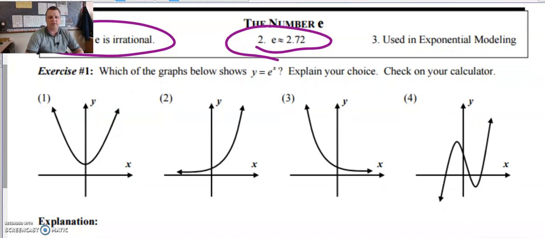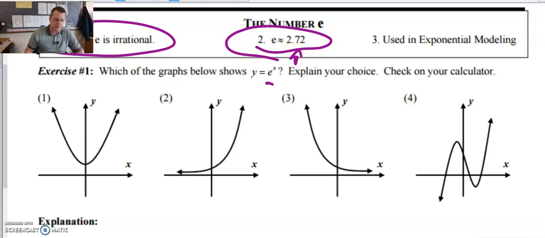Now, if you look at this exercise here, which graph below shows y equals e to the x. If you see something like this in a part 1 question, of course you could just put it in your calculator. But we just said that e is 2.72.